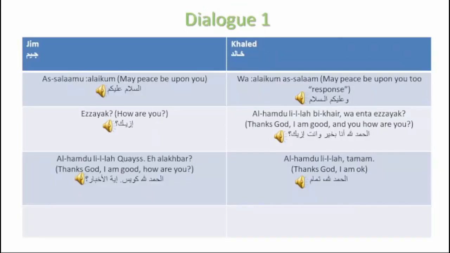Hello, as you can see, this is the first lesson in the Egyptian Arabic conversation course, and this is dialogue 1. This dialogue 1 is between Jim and Khalid. As you can see, all the text here is written in both Arabic and English, and also English transliteration. As I have said before, English transliteration is the Arabic words written in Latin letters.